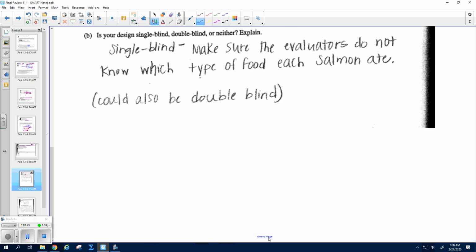Okay, you can actually say single blind or double blind on this one as long as you explain what you mean. So single blind would just be to make sure the evaluators don't know which type of food each salmon ate. I suppose the salmon know what kind of food they ate if you say single blind. Double blind, you could just say the salmon, it's not like they understand what type of food they're eating. So you could also explain double blind, just make sure you know what it means and you prove that you know what it means.